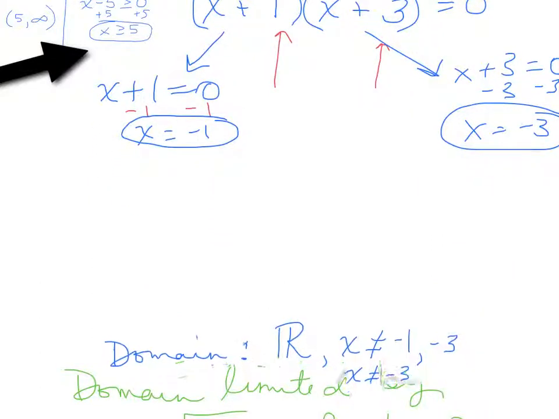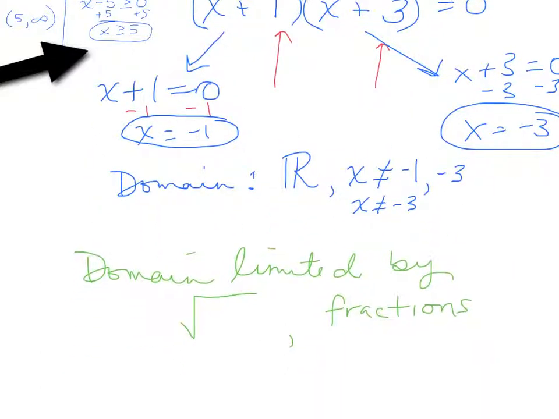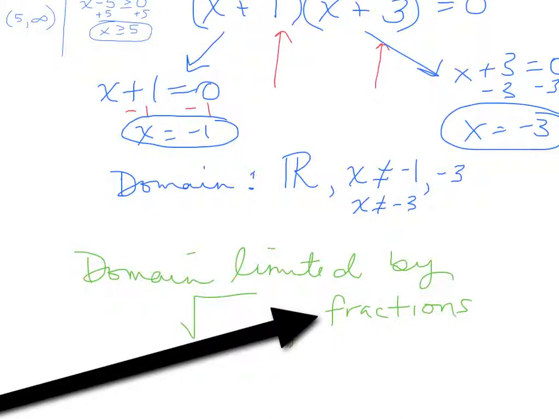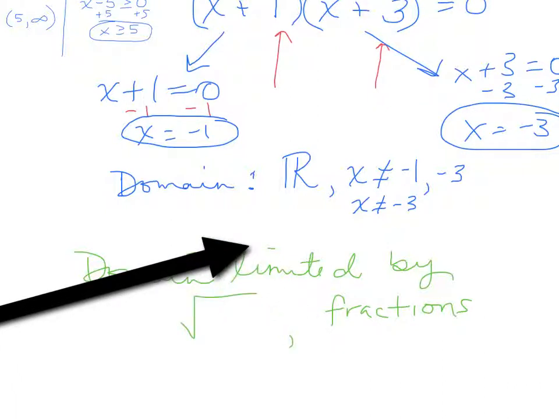Let's see what we had down here. So then I just gave you some notes and said, so domain, if you have a square root symbol, you're going to be limited because you can't have negative inside. And if you have a fraction, you're going to be limited because you can't have a 0 in the denominator.